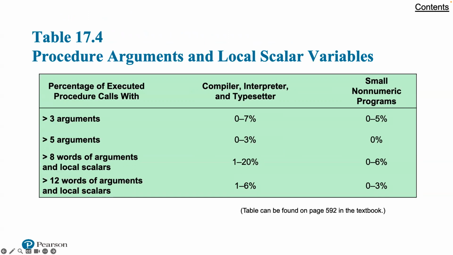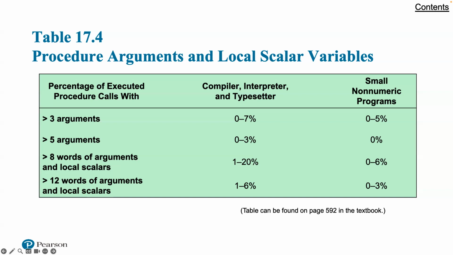Okay, well, let's talk about procedure arguments and local scalar variables. We have seen that procedure calls and returns are an important aspect of high-level language programs. The evidence, stuff we showed in table 17.2, suggests that these are the most time-consuming operations in compiled high-level language programs. Thus, it will be profitable to consider ways of implementing these operations efficiently. Two aspects are significant: the number of parameters and variables that a procedure deals with and the depth of nesting.